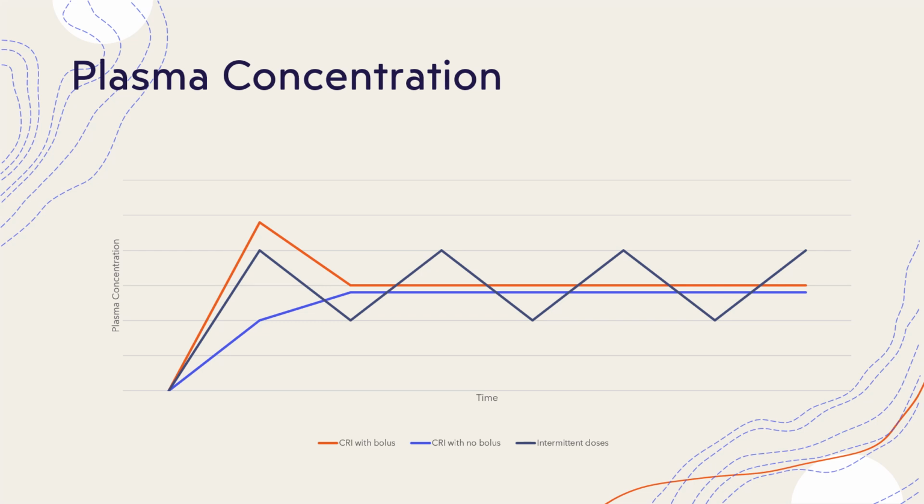The graph shows the plasma concentration over time. We can see that with a bolus and the initial intermittent dose, the plasma concentration rises rapidly. Without a bolus, it takes longer to catch up. After the bolus, you then start your CRI, and this helps keep the plasma concentration at an acceptable level without the peaks and troughs seen with the intermittent doses.